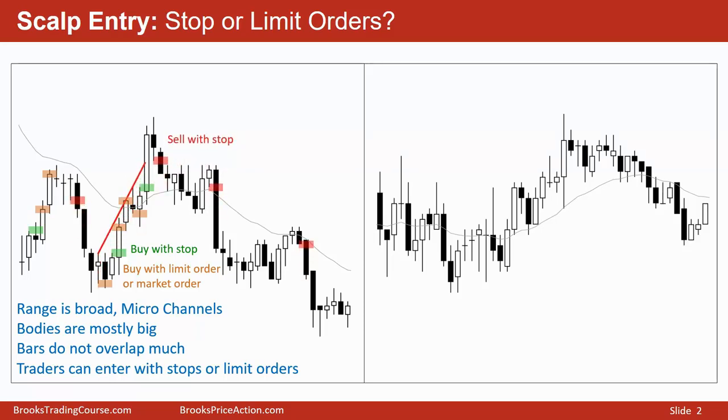The same is true on the downside. You can be selling with stops and reversals down from the top. And you can also sell with limit orders. You can sell the close. We have consecutive big bear bars, room to the bottom of the range. And you can also sell above bad bull flags.